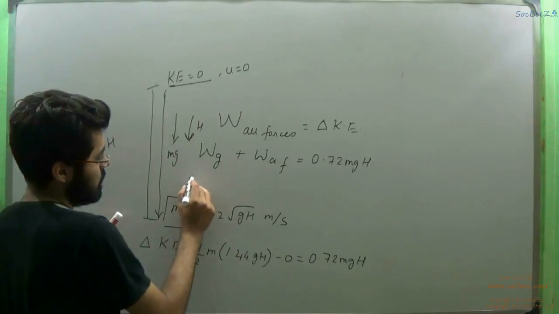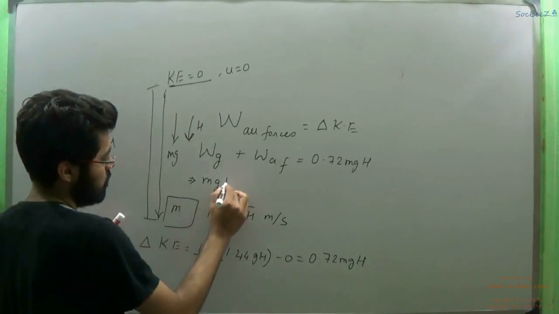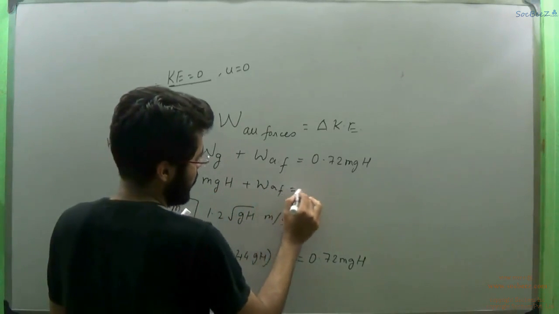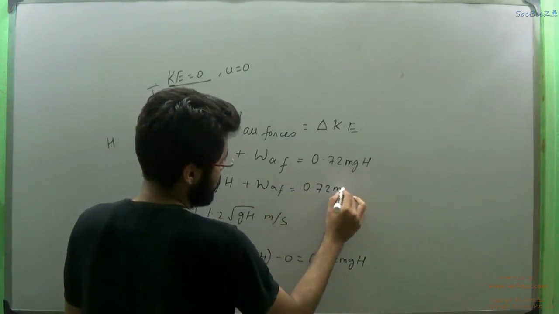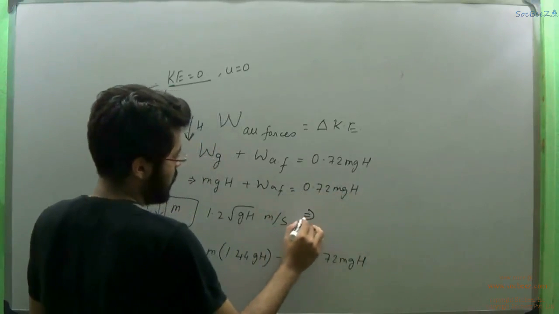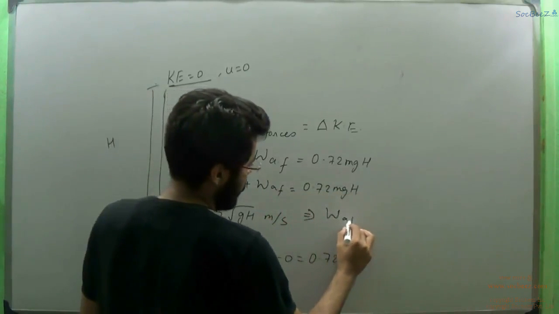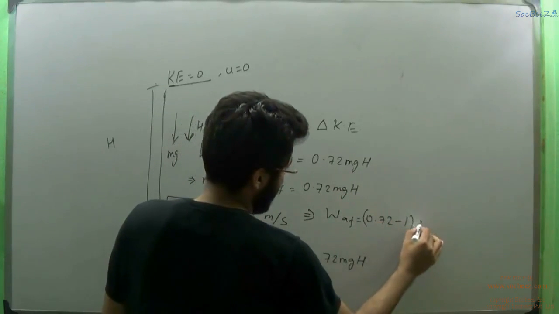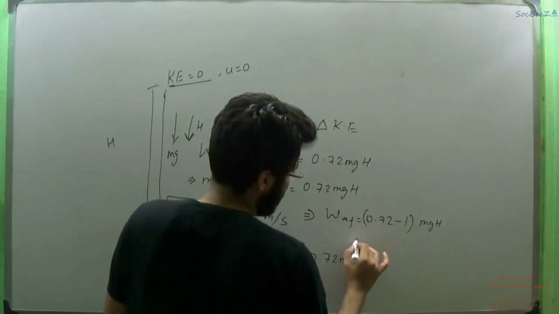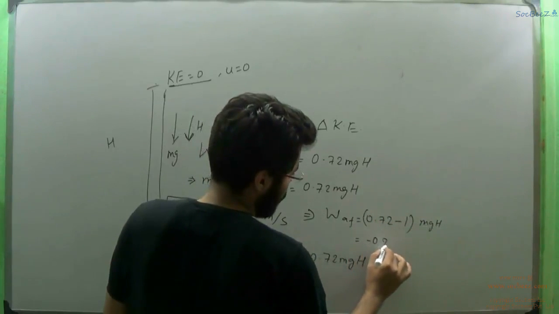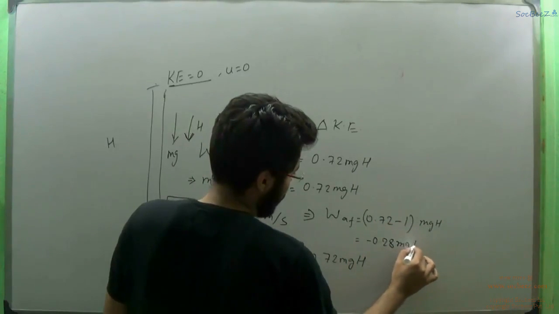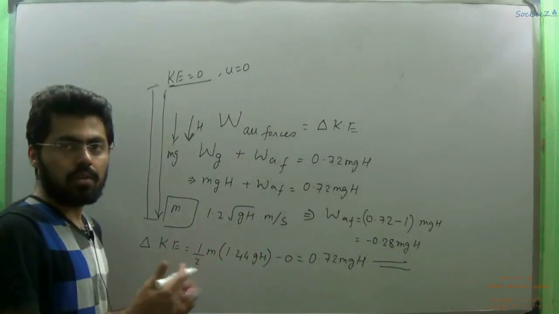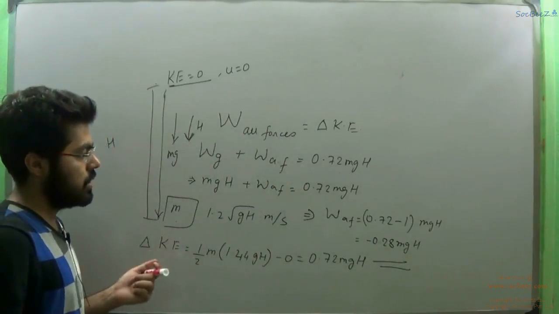So work done by gravity will be simply what? mgh cos 0 plus work done by air friction, we don't know, and that summation is equal to 0.72 mgh. So it means that work done by air friction will be 0.72 minus 1 mgh. So that is minus 0.28 mgh. So such ways can also be adopted while solving for work done by air friction.